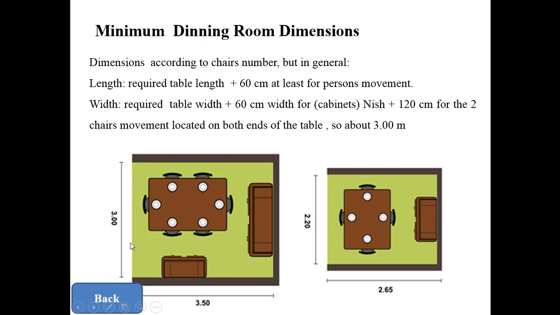So this dimension is 3 meters. This is the table width, plus 60 centimeters for this buffet, plus 60 from here and 60 from here, so this is 3 meters. So you must know that for 6 persons, the minimum width is 3 meters and the minimum length is 3.5 meters.